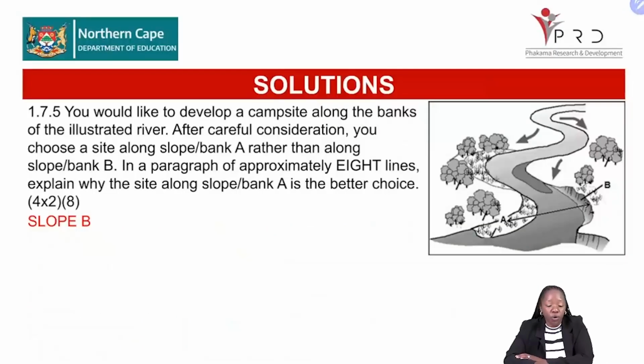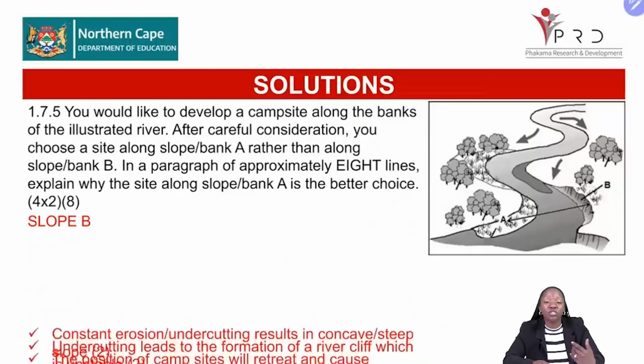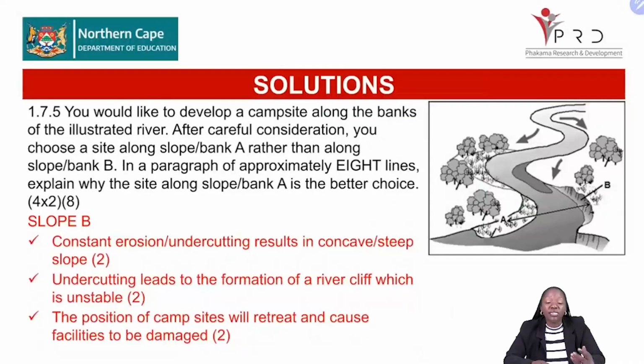Then your slope B, you are comparing why slope B is not suitable. The constant erosion, we've already said this is an undercut where there is a fast flow. So it means there is an erosion. So secondly, the undercutting leads to the formation of the river cliff, which is unstable. The position of the campsite will retreat and cause the facilities to be damaged. You'll remember in grade 11 when we were learning about the scarp retreat.